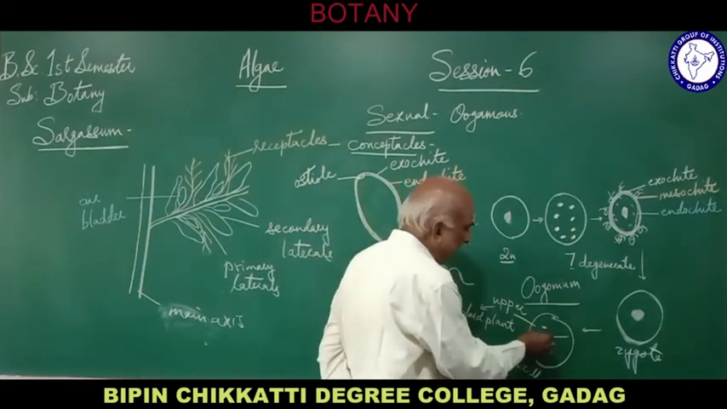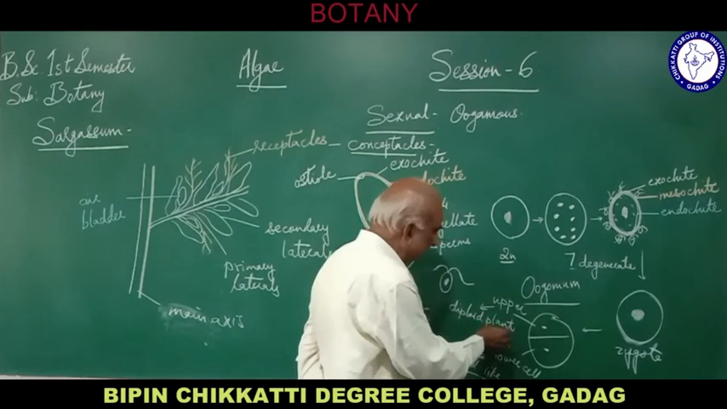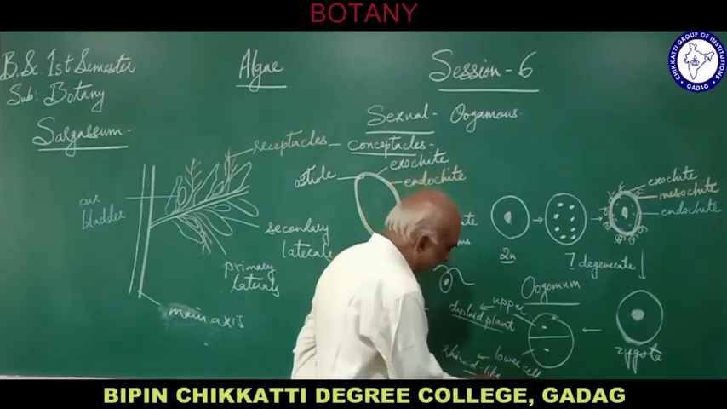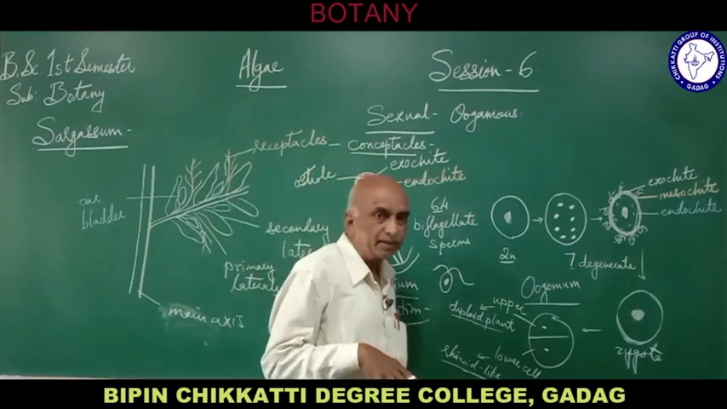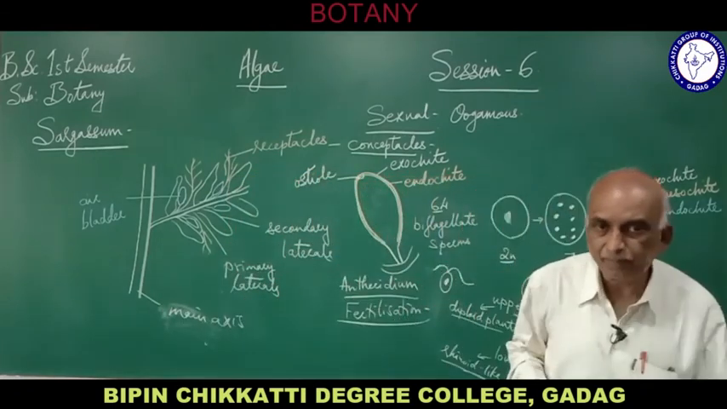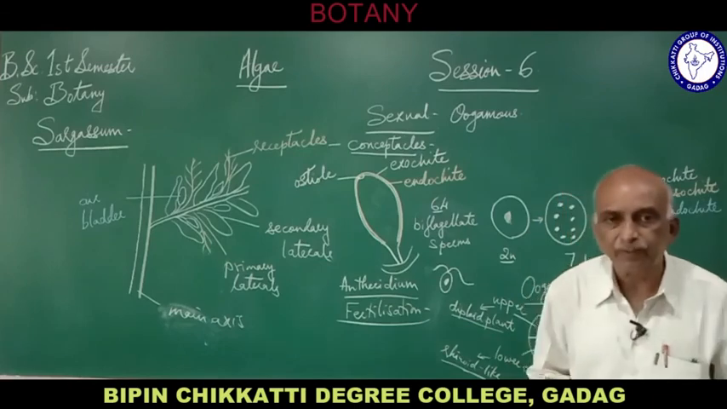to form an upper cell and a lower cell. The upper cell gives rise to the diploid plant, the lower cell gives rise to the root-like structures which help in fixation of the plant. So that is about the life history of Sargassum.